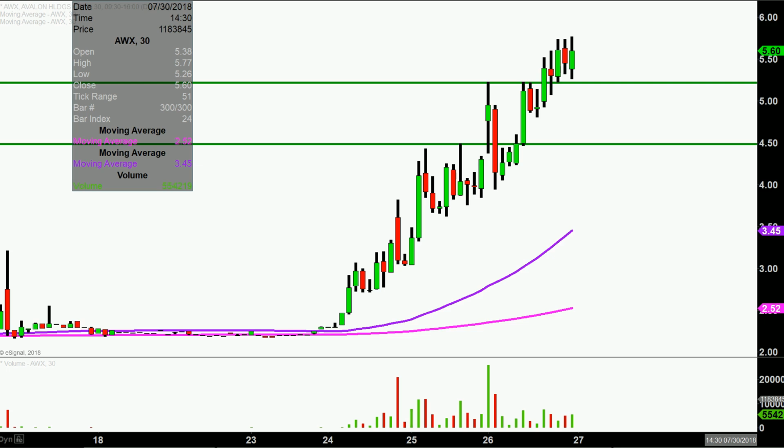From a grand scheme of things viewpoint, it's all about the purple line down here, which I've talked about in the past and will continue to talk about. That is the 50-period simple moving average. As the name implies, that line is going to move itself higher and higher.